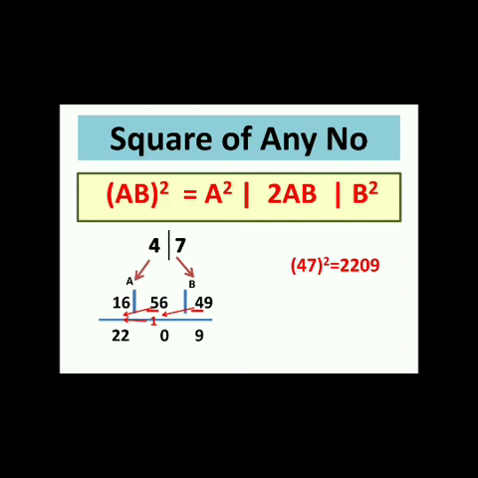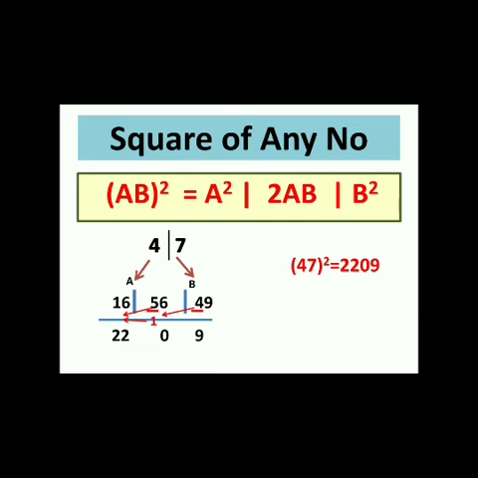47 ka square: my 7, the last number, becomes B and my remaining number becomes A. So 7 ka square is 49. Then 2AB becomes 4 sevens are 28, into 2. That gives me 56. And A ka square, 4 ka square, is 16. Right? Now I have to add all this. So 9 comes as it is down in the answer. Only the units number we have to write. The rest we have to carry forward.